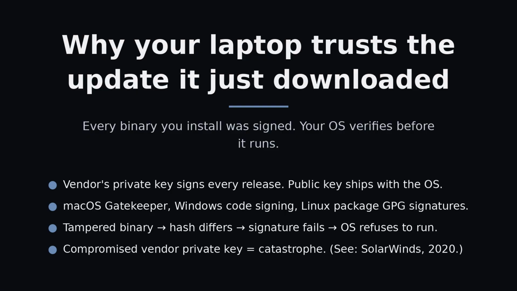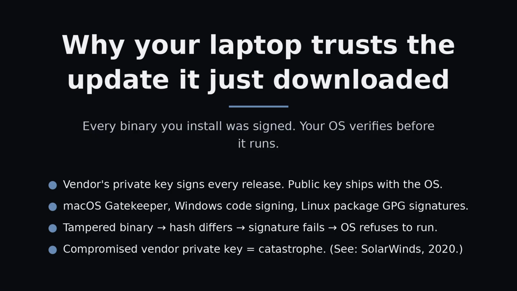Before the update runs, the OS hashes the binary, verifies the signature, and refuses to run anything that doesn't match. macOS Gatekeeper does this. Windows has code signing baked in. Linux package managers verify GPG signatures on every package. If a binary is tampered with, even a single byte, the hash changes, the signature no longer verifies, and the OS rejects it. This is why a compromised vendor private key is a catastrophic event. The attacker can sign malicious updates that the world's machines will accept as legitimate.